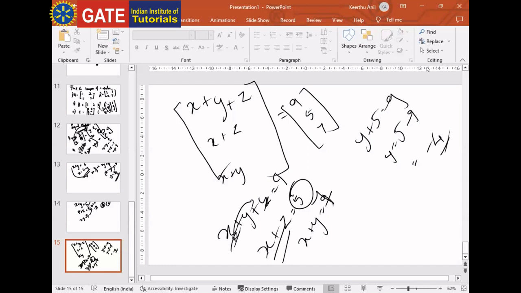Now what else? After finding y, will you be able to find x? In the last condition, it is given that x plus y is equal to 7. And this y we have already found as minus 4. So it becomes x minus 4 is equal to 7, so x is equal to 7 plus 4. Once you get the values for x and y, you will get the value of z very easily. So likewise, you have to do this problem.